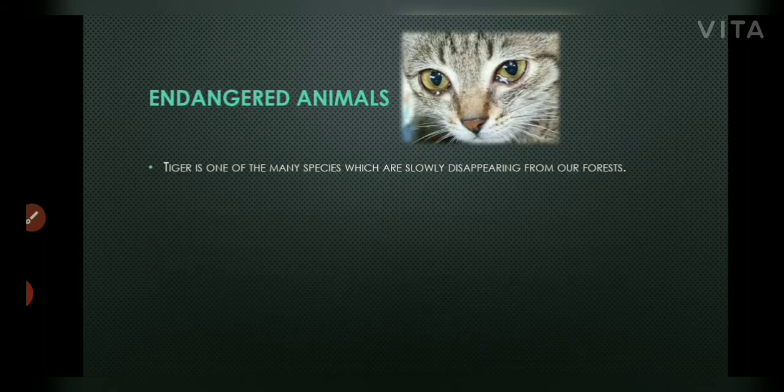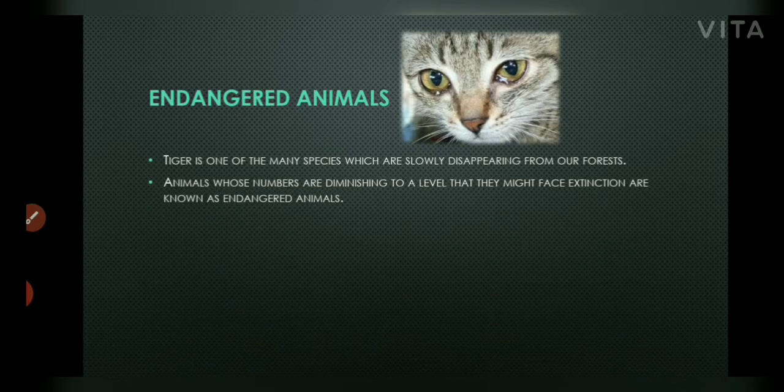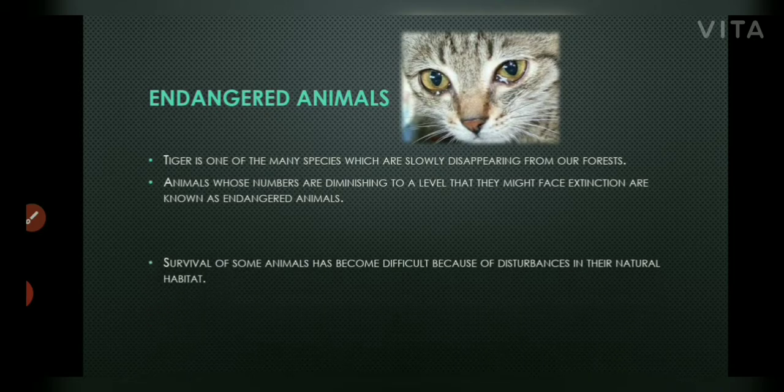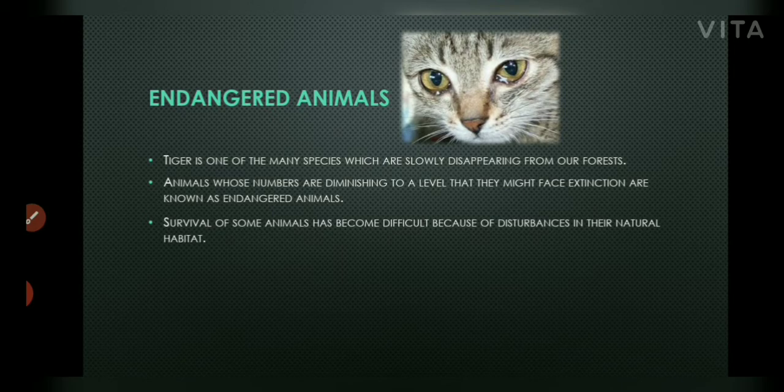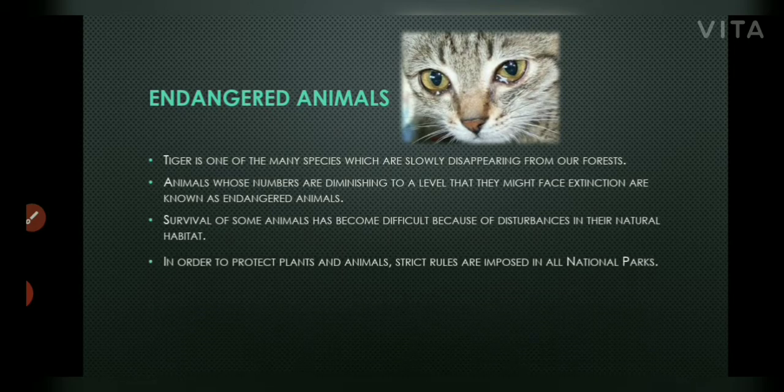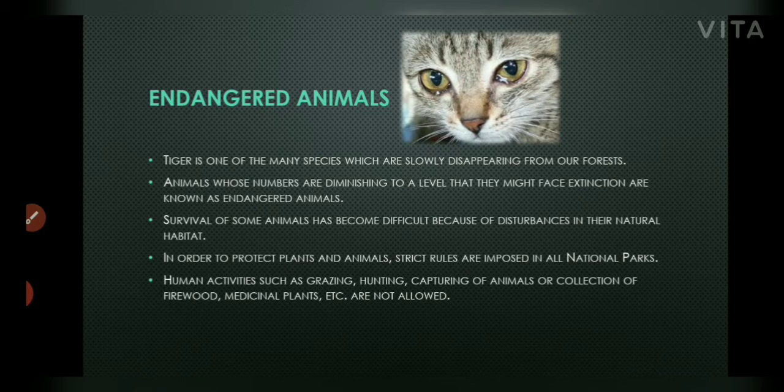Endangered animals. The tiger is one of the many species which are slowly disappearing from our forests. Animals whose numbers are diminishing to a level that they might face extinction are known as endangered animals. Survival of some animals has become difficult because of disturbances in their natural habitat. In order to protect plants and animals, strict rules are imposed in all national parks. Human activities such as grazing, hunting, capturing of animals, or collection of firewood, medicinal plants, etc., are not allowed.